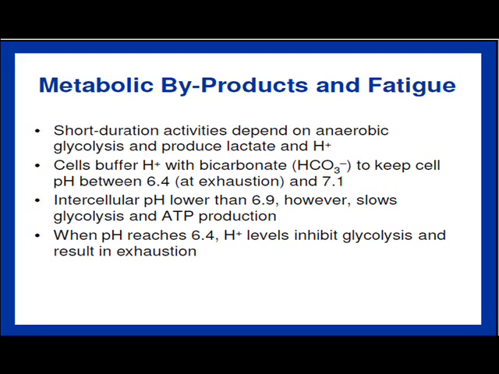Again, it's about keeping the cell pH between 7.1 at rest and 6.4, which is actually exhaustion. A pH lower than 6.9 slows glycolysis and ATP production, and when you reach about 6.4, those protons inhibit glycolysis, resulting in exhaustion. We do this in the lab at the graduate level. We assay on a treadmill, we assay bicarbonate and lactate, and you see that bicarbonate levels in the blood go down because they're buffering protons as you increase exercise intensity.